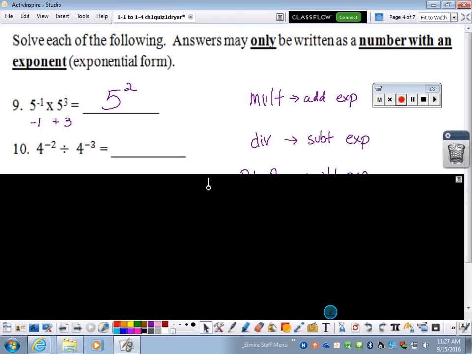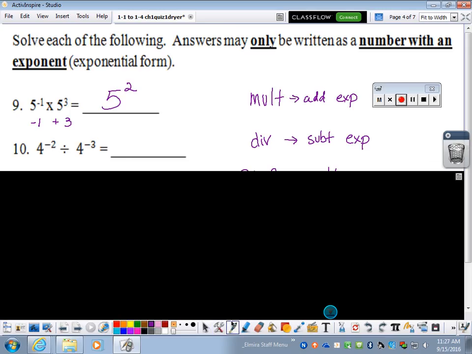Number 10. This is a division question. So I'm going to keep the 4, and I'm going to subtract. Negative 2, take away negative 3. Again, I know you feel like you shouldn't need to type this into the calculator and you should be able to do it in your head. I just want you to get the right answer at the end. So feel free to use that calculator. Type in negative 2 minus negative 3.